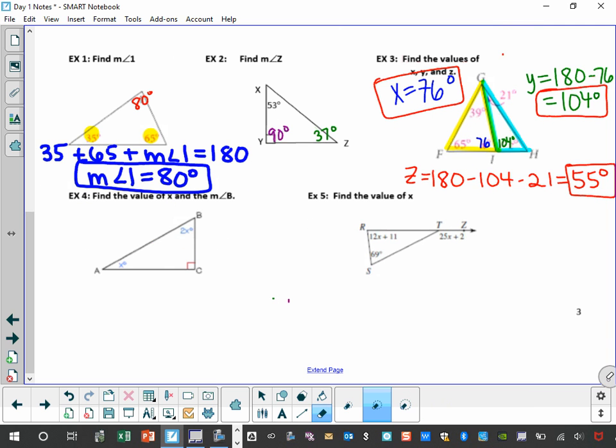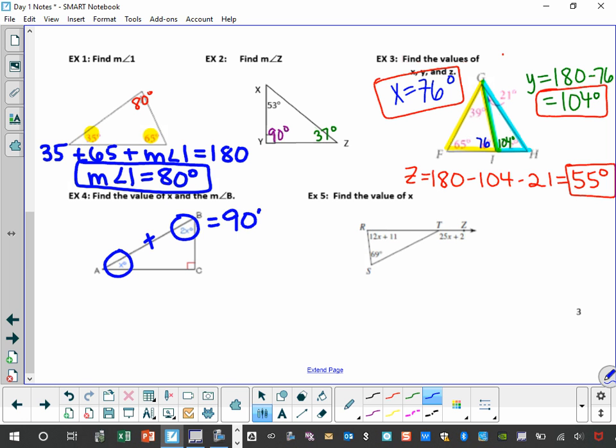Example 4. Find the value of x and then the measure of b. All right. This is the right triangle, right? So if this angle right here is 90, that means that these two have to equal what? They have to equal 90, right? If you do 180 minus 90, you're still stuck with 90 degrees, right? So these two angles definitely have to be added together to equal 90 degrees.